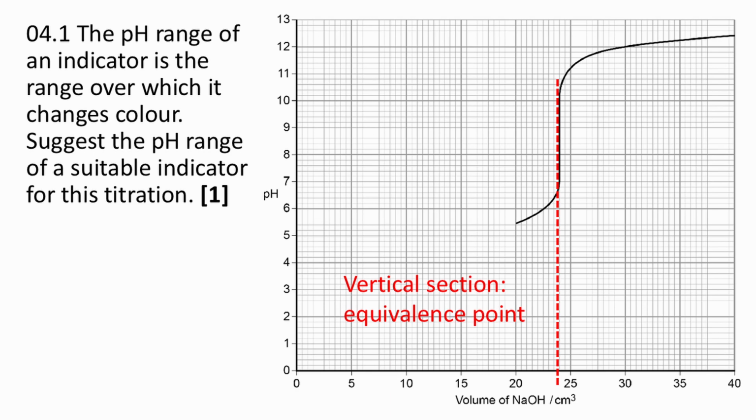The vertical section of the pH curve is the equivalence point. You should annotate this with a ruler and a sharp pencil. We can see that the vertical section lies between pH 7 and pH 10. This gains the first mark.